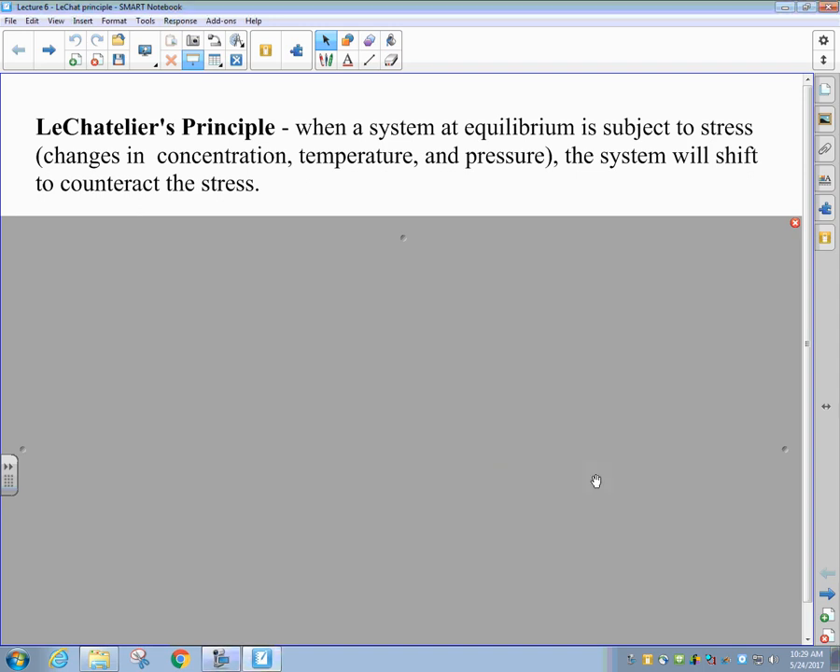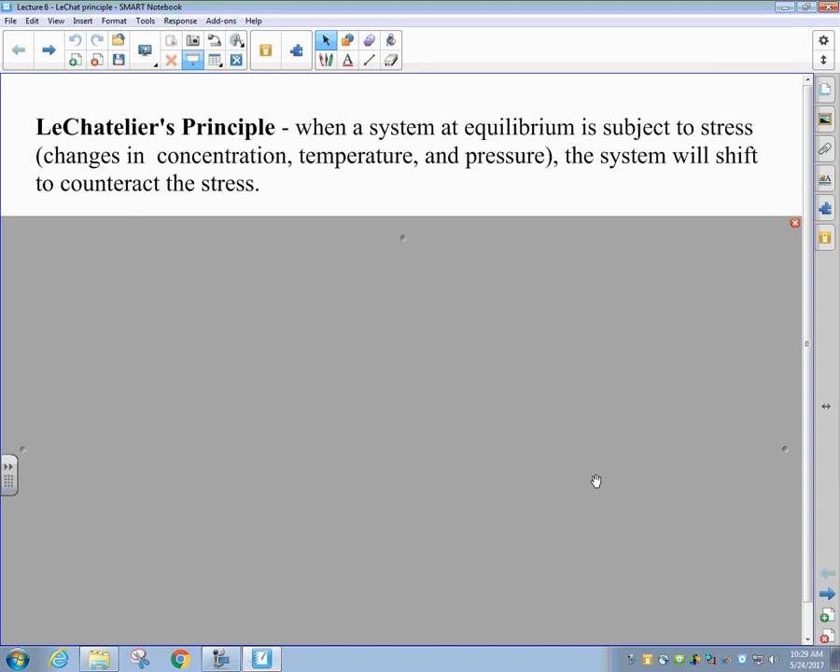Today's lecture will be on Le Chatelier's principle. Le Chatelier's principle describes how, when an equilibrium is changed, the equilibrium will shift material to either the reactant or the product side as a result of the stress to achieve a new equilibrium.